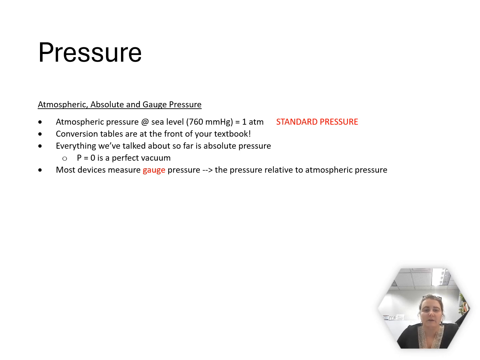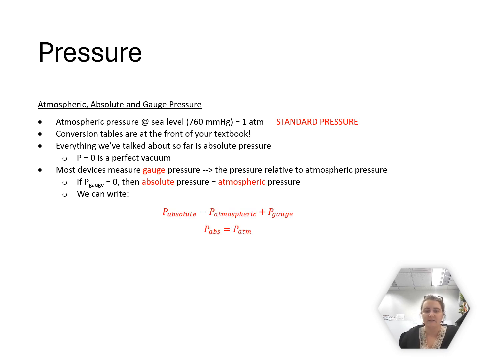So gauge pressure is what most of our devices are going to measure, and that's the pressure relative to atmospheric pressure. So atmospheric pressure is kind of our baseline, and then any of our devices are going to measure gauge pressure, which is pressure above and beyond that atmospheric pressure. If gauge pressure is equal to 0, then absolute pressure is going to equal atmospheric pressure. So normally what we write when we talk about pressure is we say that absolute pressure is the atmospheric pressure plus the gauge pressure, and that if gauge pressure is equal to 0, then the atmospheric pressure is our absolute pressure in the system.